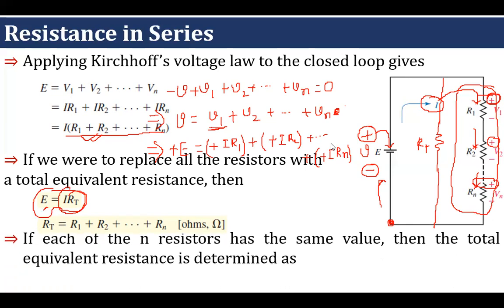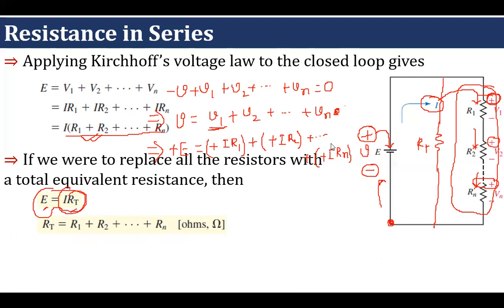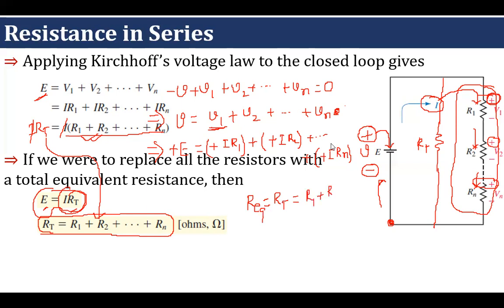this RT is equal to R1 plus R2 plus R3. From where did we get this mathematical equation? Just replace this E by I into RT. So I will be cancelled out, and we will remain with this equation, RT is equal to R1 plus R2 plus R3 up to Rn. So when resistors are connected in series, equivalent resistor or total resistor will be equal to the summation of all the resistors.